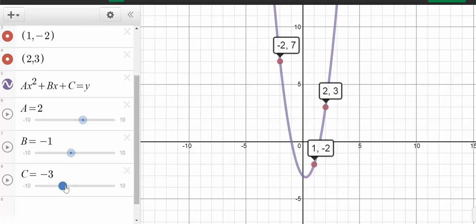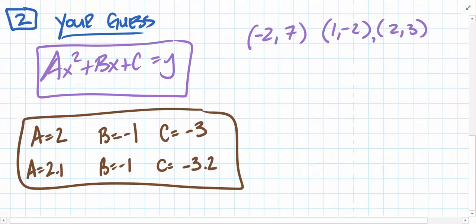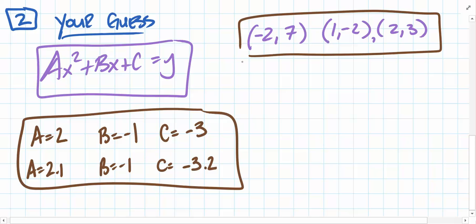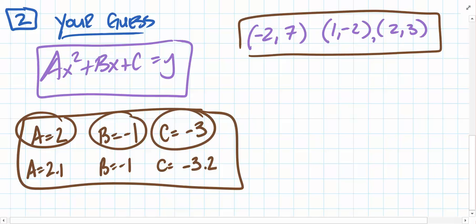So we think through investigation and through playing with this Desmos activity, we think that given these 3 points right here, the values of A, B, and C are 2, -1, and -3. That's what we think. Now I'm going to show you in box 3 how to actually solve this and prove to you guys that that choice is actually correct. Okay, you guys are actually correct.